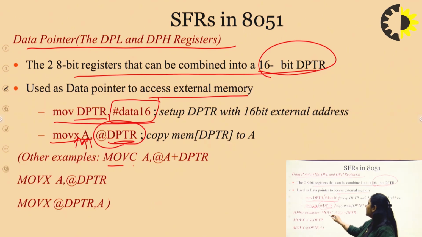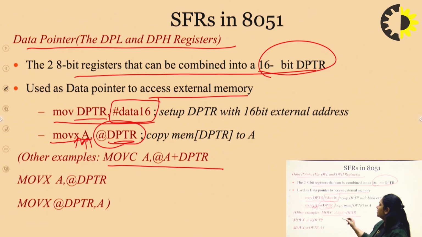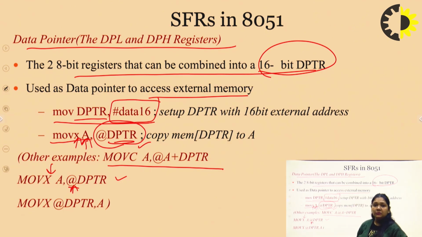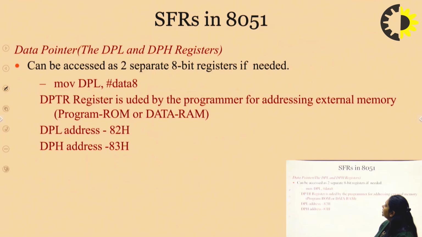And these are some other examples also. MOVC, code byte is represented by C here. MOVX, external memory is represented here. The @ represents the indirect addressing mode because the contents of the data pointer will act as a memory address here. So these are some data pointer examples.